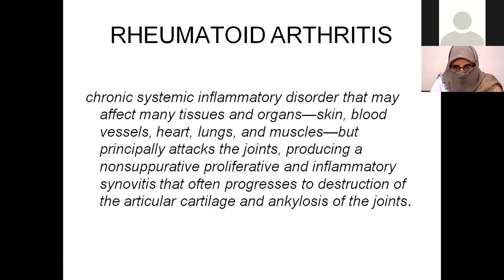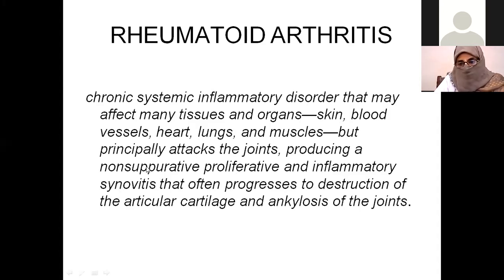Okay, so along with the joints in rheumatoid arthritis, other systems of the body are also affected. ठीक है, other systems में कौन से affected होते हैं? Most commonly it is skin, but it could be heart, it could be lungs, etc. So it is a chronic systemic inflammatory disorder that may affect many tissues and organs. Along with the joint, it can affect skin, blood vessels, heart, lung, and muscles, but principally it attacks the joints, producing a non-suppurative proliferative inflammatory synovitis.